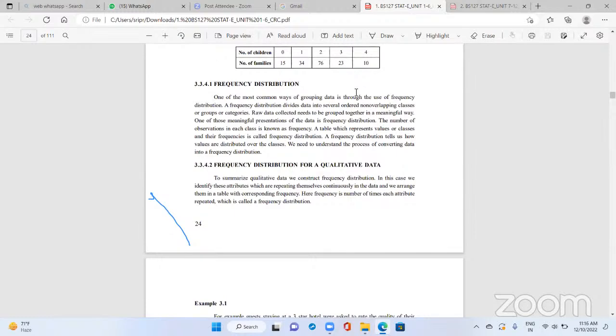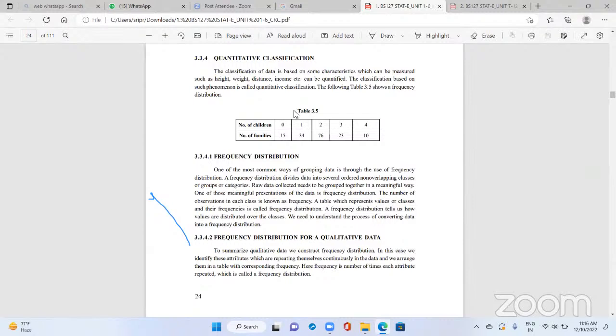So coming to frequency distribution. After completion of quantitative classification, it takes frequency distribution.